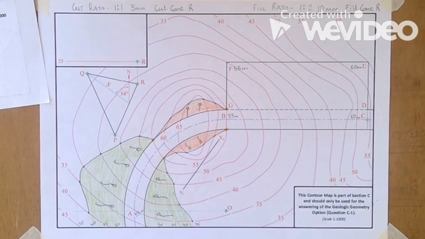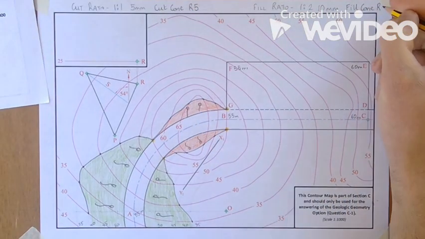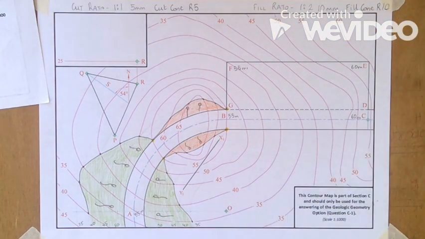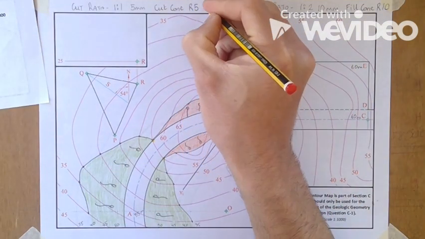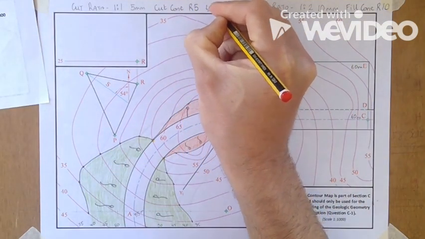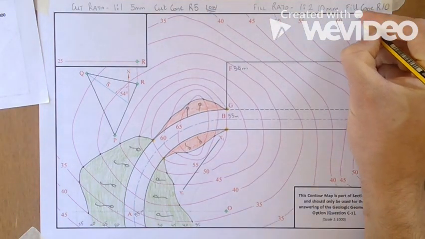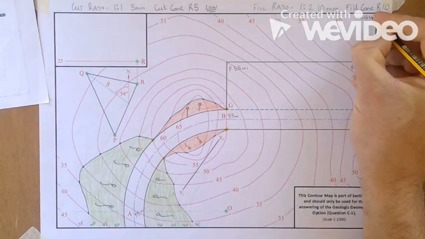Multiply that then by your ratio. Radius 5, and that's going to be radius 10. The cut cone always goes at the low side of the road, and the fill cone always goes at the high side.